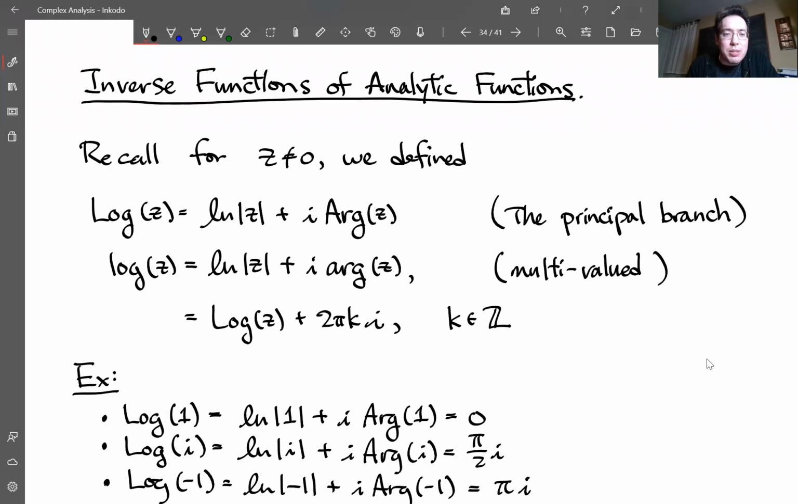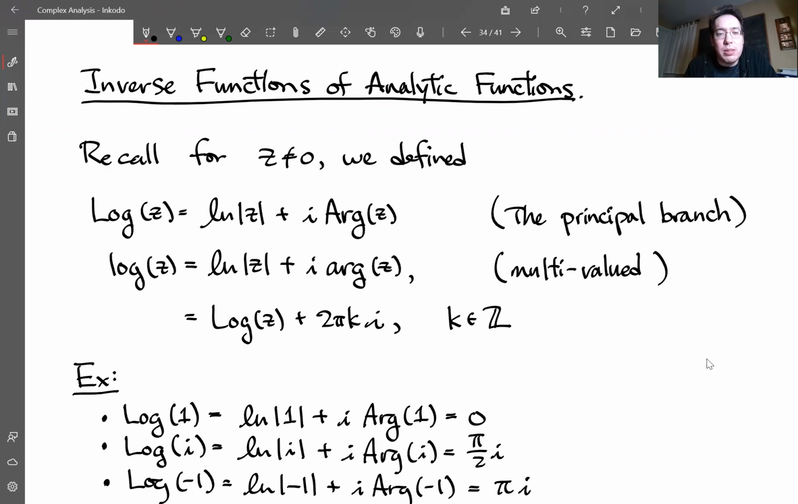In this video, I'd like to introduce a tool we can use to get inverses of analytic functions that we already know. So let's jump right to it. Okay, so we already know that the log function is analytic, but let's start here.